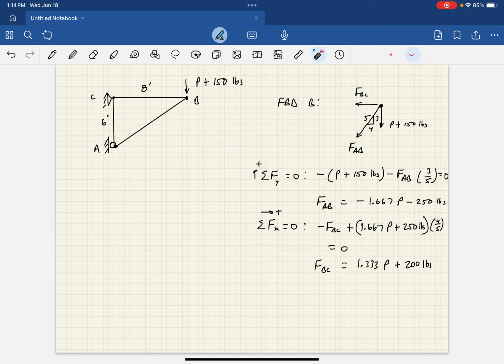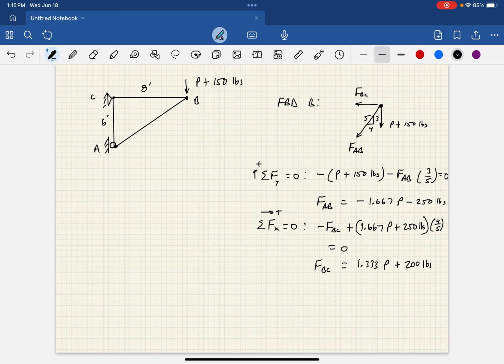Well, remember, when we include these negatives here, what that really means is that FAB is in compression, pointing at joint B. Now, if it's in compression at joint B, which means it's pointing at joint B, that means it's going to have a positive x component pointing to the right, which is why it's showing up as positive here, okay? So again, remember your method of joints. At this point, it's still just method of joints. The only real difference is you have this variable P kind of floating around in your equations, okay?